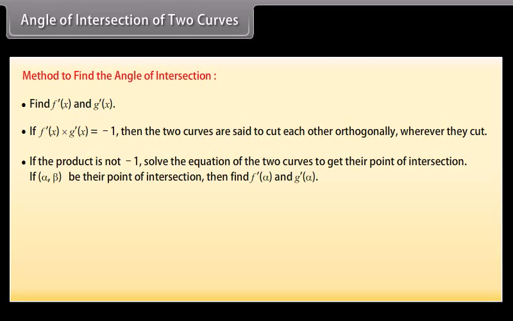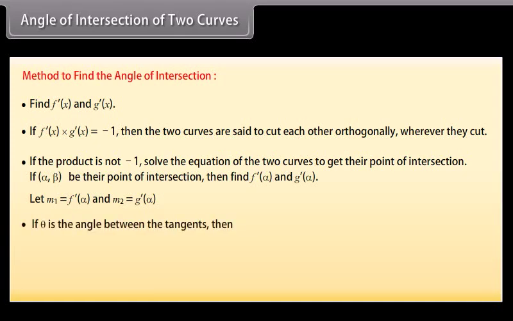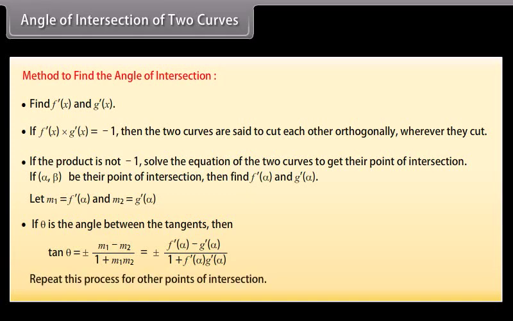If (alpha, beta) be their point of intersection, then find f'(alpha) and g'(alpha). Let m1 = f'(alpha) and m2 = g'(alpha). If theta is the angle between the tangents, then tan theta = plus minus (m1 minus m2)/(1 plus m1 m2) = plus minus (f'(alpha) minus g'(alpha))/(1 plus f'(alpha) into g'(alpha)). Repeat this process for other points of intersection.